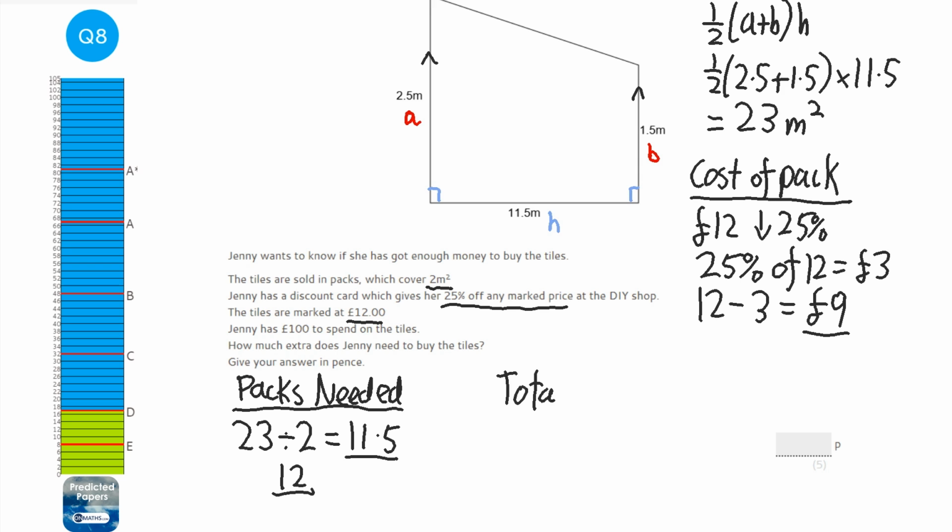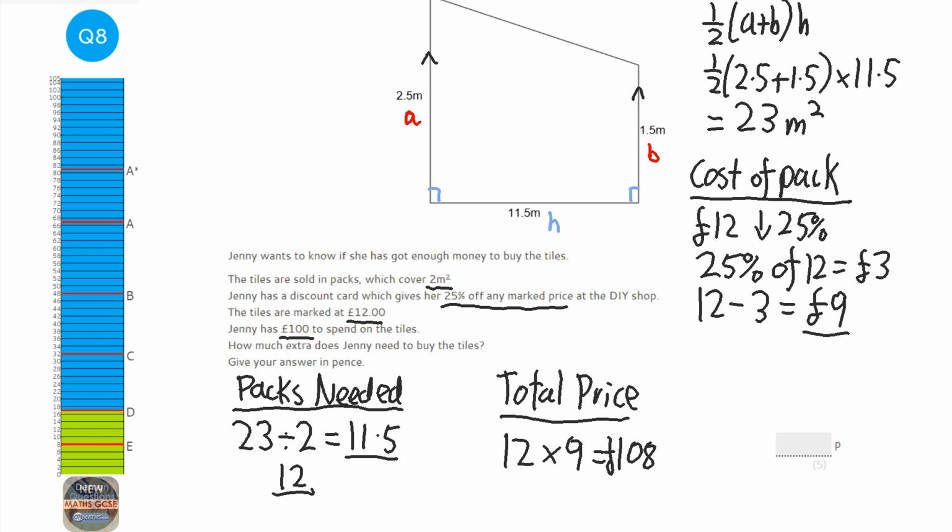So total price. So I need 12 packs and each of them costs £9. So 12 times 9 is £108. So it's going to cost £108. Now, the last bit of the question, she says she's got £100 to spend. How much extra? So it wants it in pence as well. My goodness. So we need to do extra. And all I'm doing here is doing 108, take away 100, which equals £8, which is 800 pence.